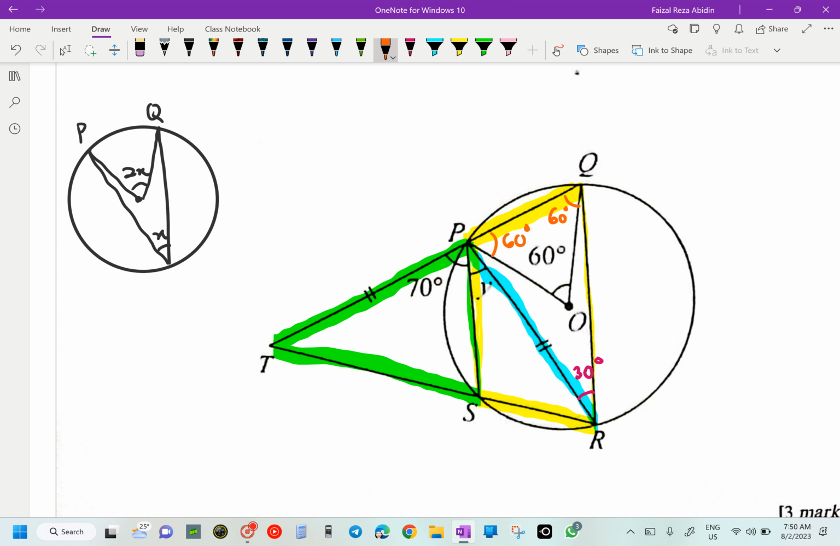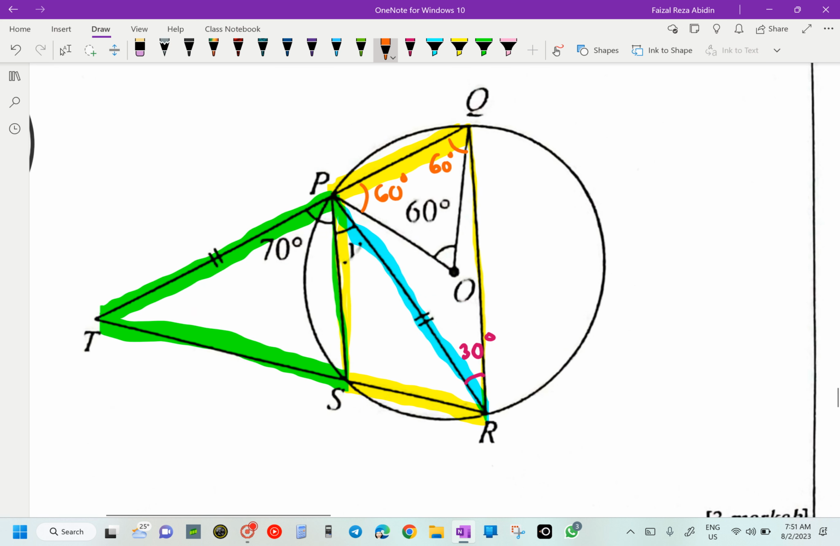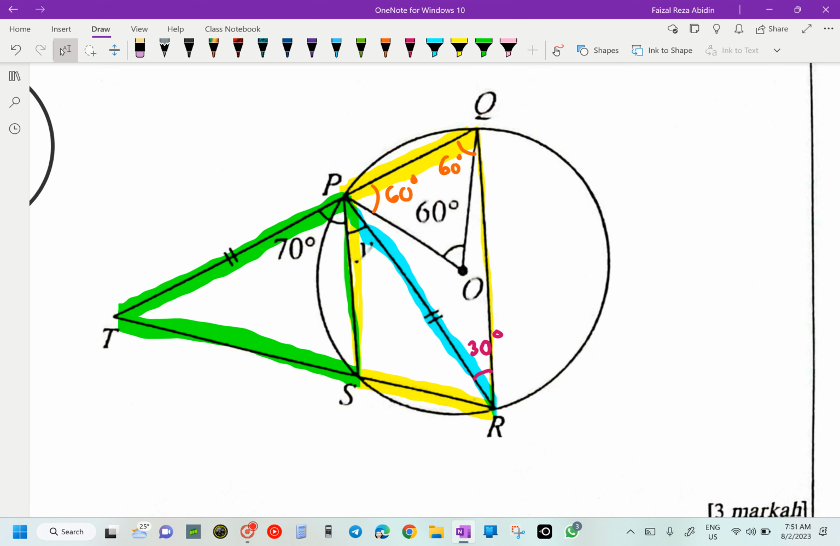Okay. So, if you look over there at our P, we have 70 degree, we have Y, and we have 60 degree. Means what? Means the remaining, I'm gonna get 180 minus with 70 plus with 60. What do you get? 70 plus with 60 is 150, right? Okay. So what you are going to have over there is gonna be 30 degree.